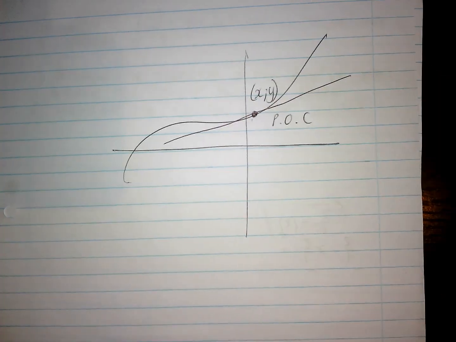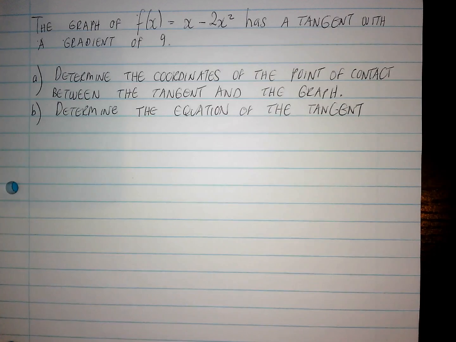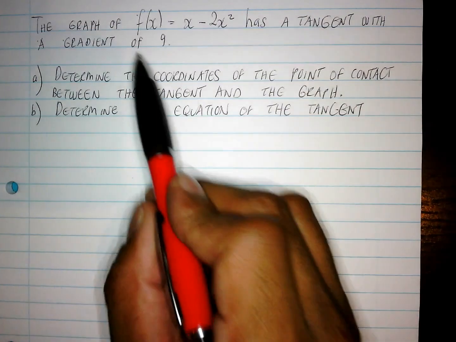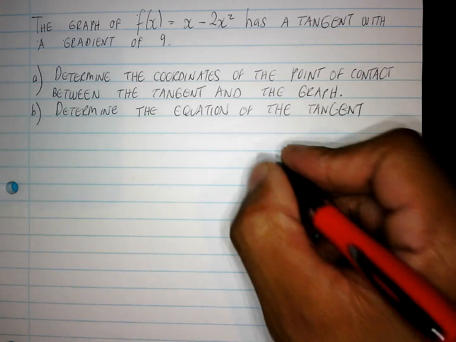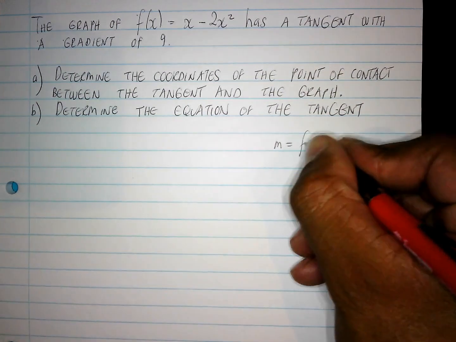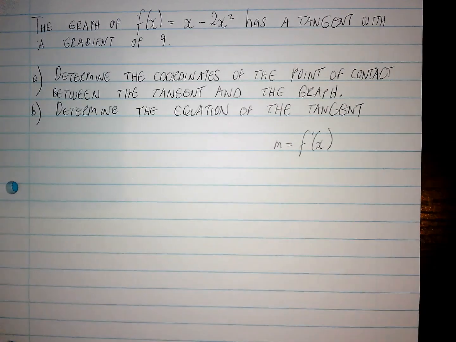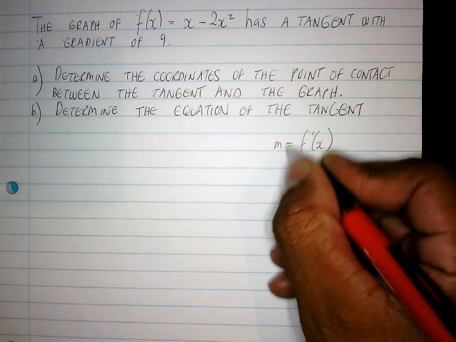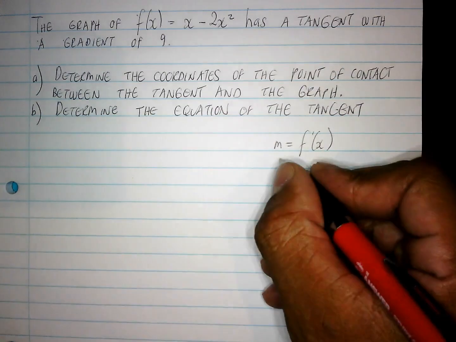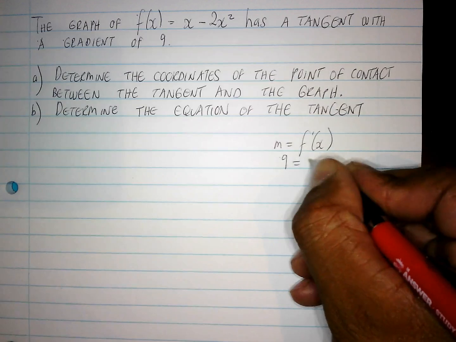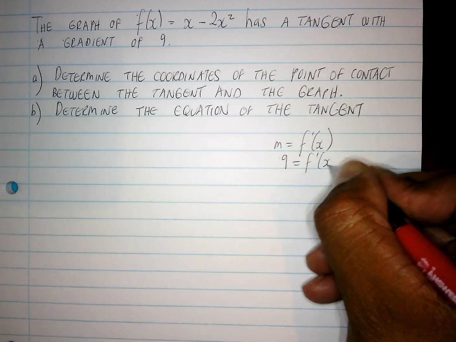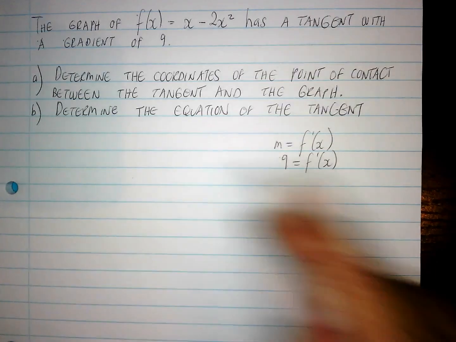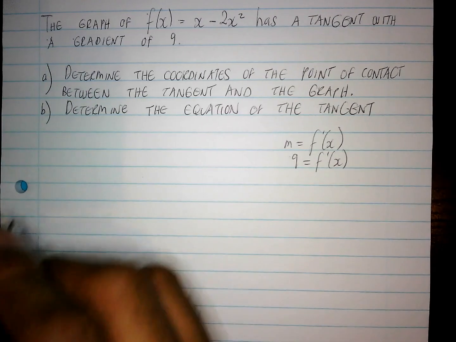So now here we have an equation of f, right? And we have our gradient. Remember, m is equal to the derivative of what? Of f in terms of x. So if our gradient is already given, it means that the derivative of f of x is equal to 9, right? So now here we have to find x and y, right?